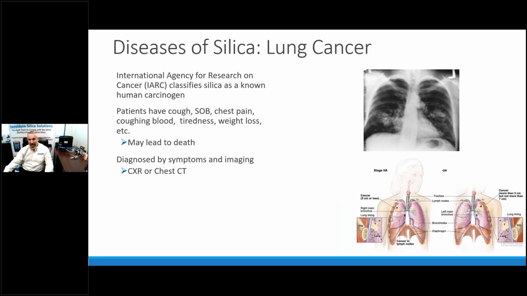The International Agency for Research on Cancer, the IARC, classifies silica as a known human carcinogen. Again, they dictate that patients can have cough, shortness of breath, chest pain, coughing up blood, tiredness, weight loss, and it may lead to death. Again, diagnosed by symptoms and imaging, both with a chest x-ray or a chest CT scan.